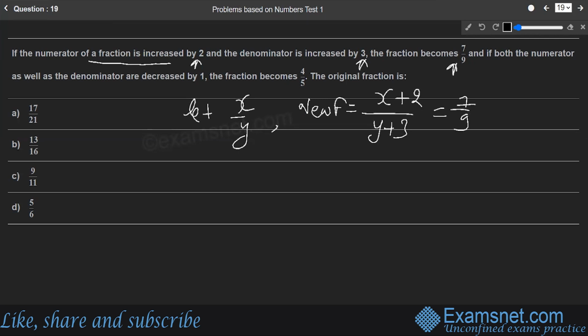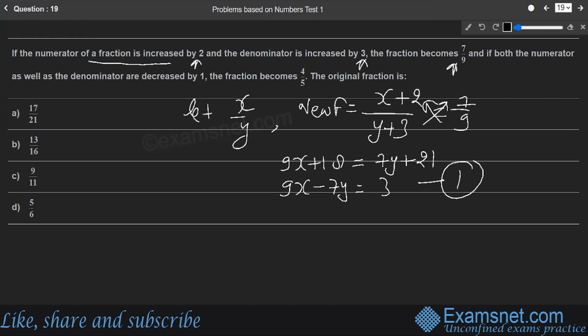Now we can create an expression out of it by using cross multiplication. If we do that, this is going to be 9x plus 18, we are doing the cross multiplication, equal to 7y plus 21, which creates an equation as 9x minus 7y is equal to 3. So this is the expression that is created. We can assume that to be equation number 1.